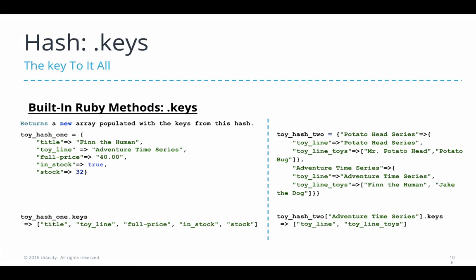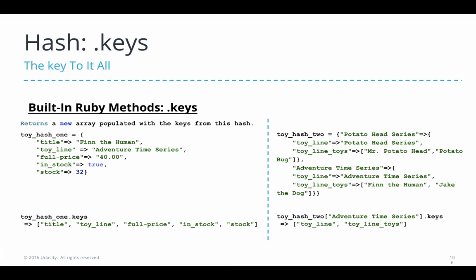.keys will not return to you any nested keys. Here we have a variable toy_hash_2. It points to a hash with 2 key-value pairs, Potato Head series and Adventure Time series. These are top-level keys. Each of these keys has as its value a hash with 2 nested key-value pairs.